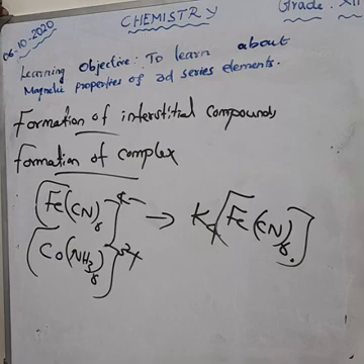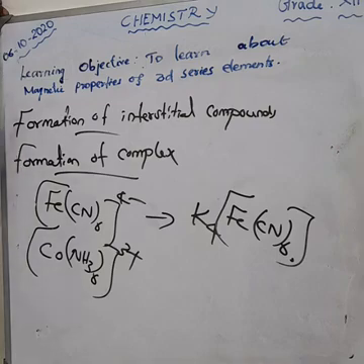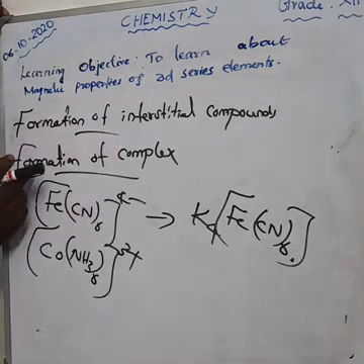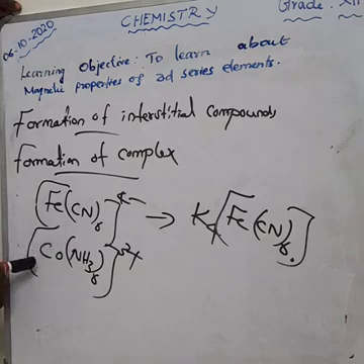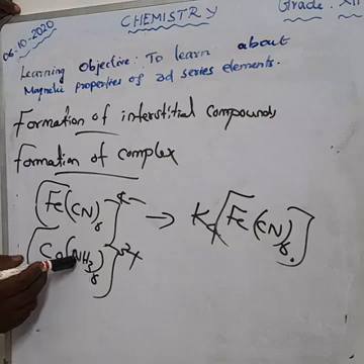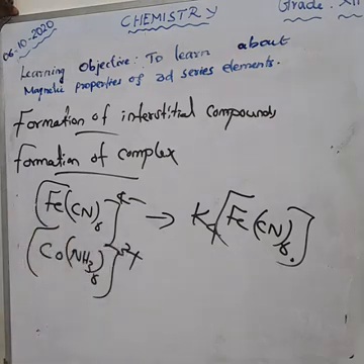The transition metal ions are small and highly charged. They also have vacant, low energy orbitals to accept the electron pair donated by other groups. The examples are Fe(CN)6 and Fe(CN)6 4 minus, and also cobalt hexammine, that is ammonia with 6 and a charge of 3 plus. Okay, this is today's learned portion.